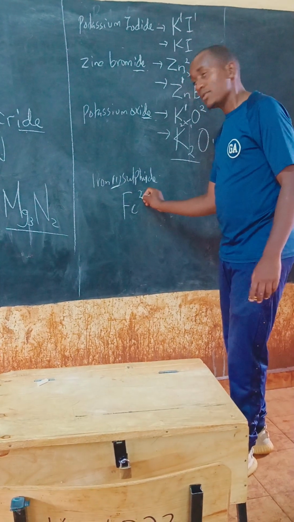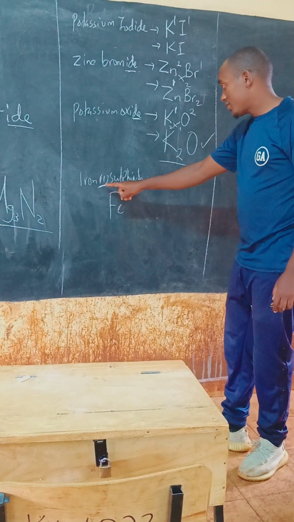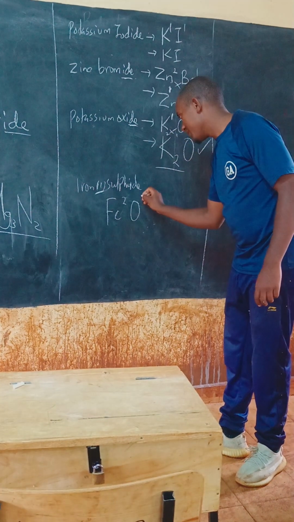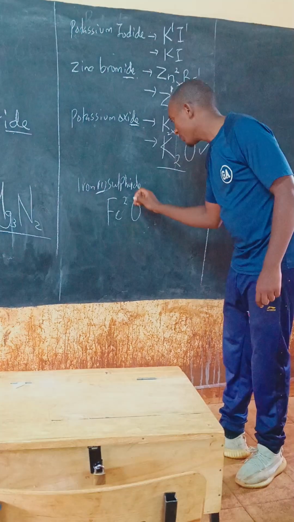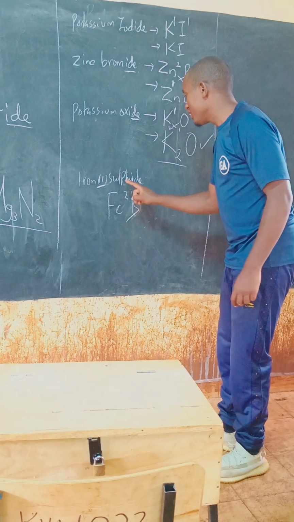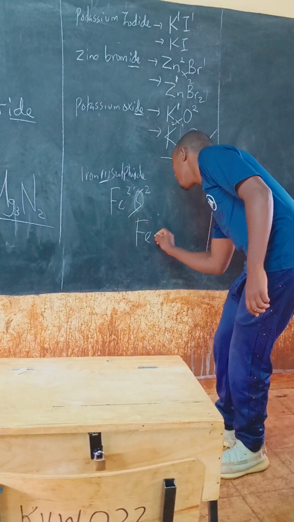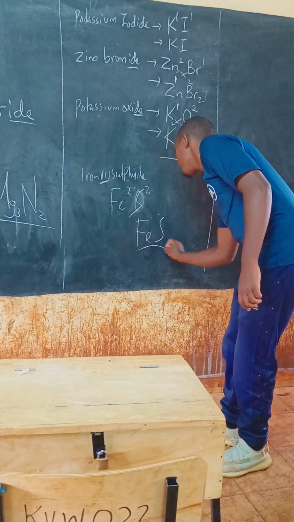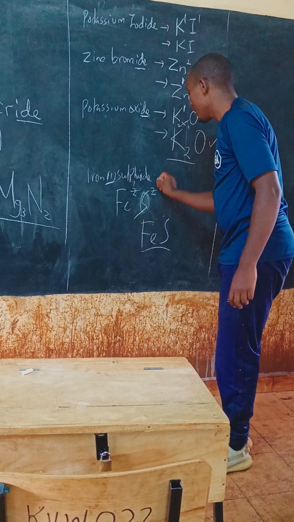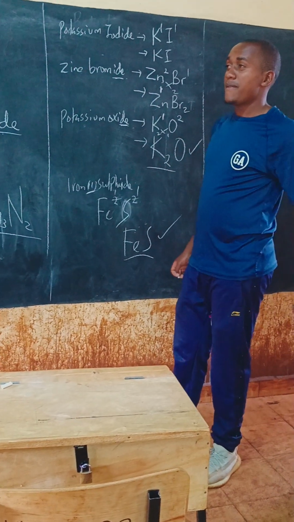Iron is in valency 2. Iron(II) sulfide contains iron and sulfur, so iron is in valency 2, sulfur is in valency 2. Therefore, the formula of iron(II) sulfide is FeS, because when we have valencies that are the same, we simplify, here 1, here 1, and when we exchange, the formula becomes FeS.